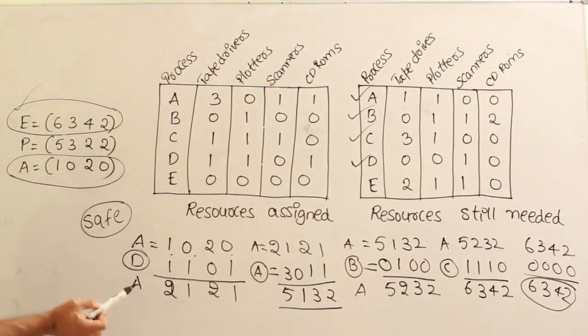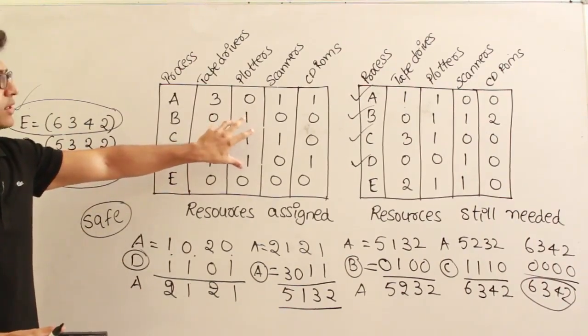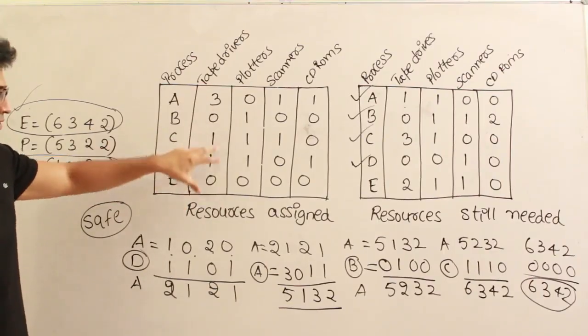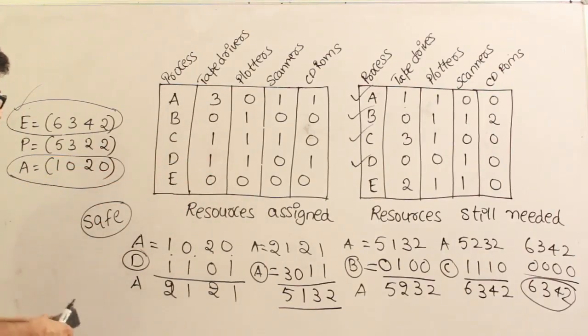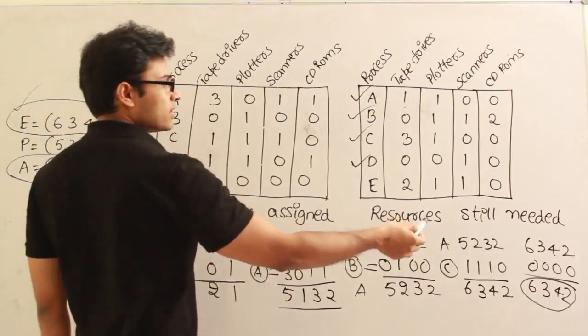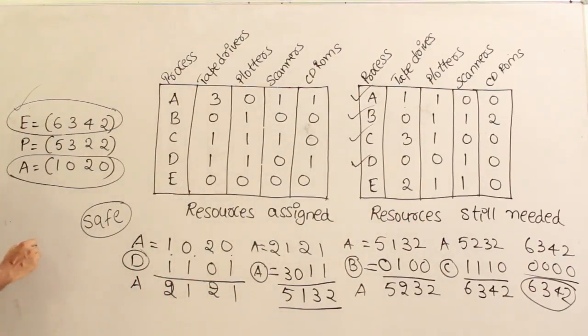Now what does it mean? When you are in this state, you could assign the resources to the processes in some order. What is the order in which you assign here? The order is D, A, B, C, E, right? So you could assign the resources in this order: D, A, B, C, E. In fact, E is not required, but still, right? You could run them in this order.